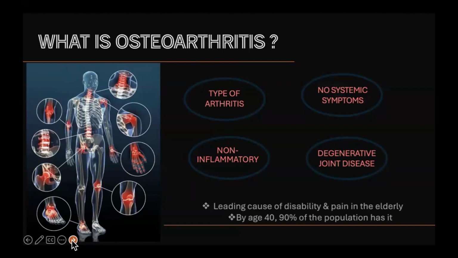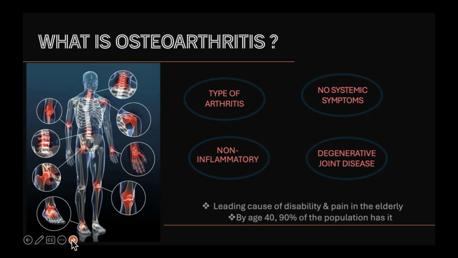Hi, I'm Tiana, and I'll be providing an overview of osteoarthritis. OA is the most common type of arthritis. In fact, it's the leading cause of disability and pain in the elderly, and by age 40, 90% of the population has it. It is non-inflammatory, meaning it won't swell up or cause redness at the joints, like other types of arthritis. Also, OA is not systemic, which means it doesn't have any effect anywhere else in the body and is solely limited to the joints it affects.